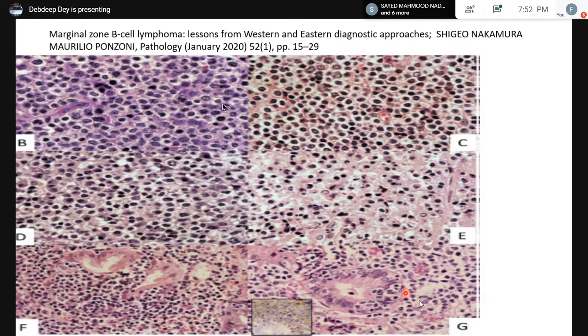This is in a MALT lymphoma, however, this is in a follicular lymphoma. So lymphoepithelial lesions can also be found in follicular lymphoma and in mantle cell lymphoma. So it is not a criterion to diagnose marginal zone lymphoma, but it does help in establishing the neoplastic B-cell process.